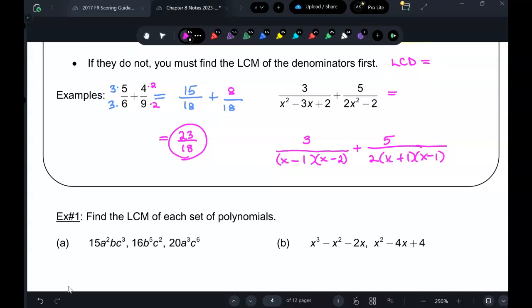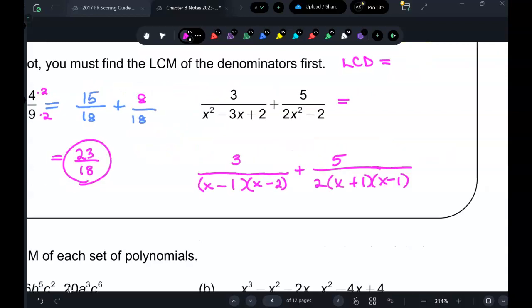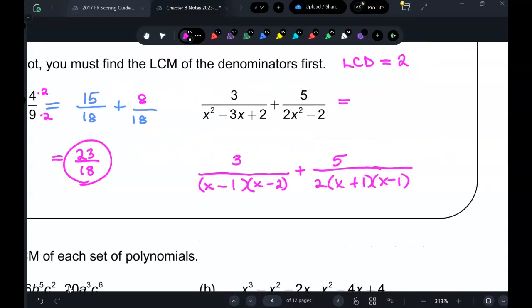Okay. What's my least common denominator here? We're not going to worry about multiplying it out. We'll do that in the next section. But what do they have in common? They have an x minus 1. So basically what we're going to have is a 2 times an x minus 1 times x minus 2 times x plus 1. So they only overlap with the x minus 1, and we need all the other factors.